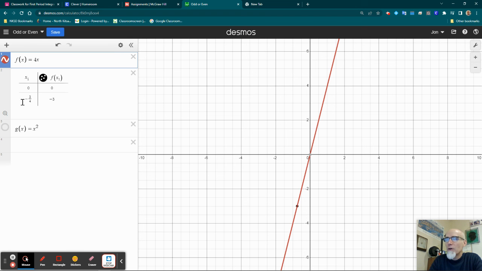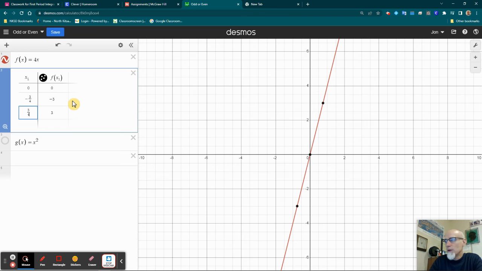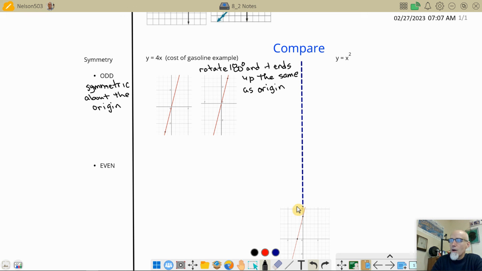Okay. So now if I go over here and I put another point in, so let me hit enter. And if you're following along with me on Desmos, that'd be awesome. Let's put 3/4 in. You notice how 3/4 gives us a positive 3 and negative 3/4 gives us a negative 3. So what the author is going to say is algebraically show that it's odd. So right down here, I'm going to show the algebra. So how do we algebraically show it?